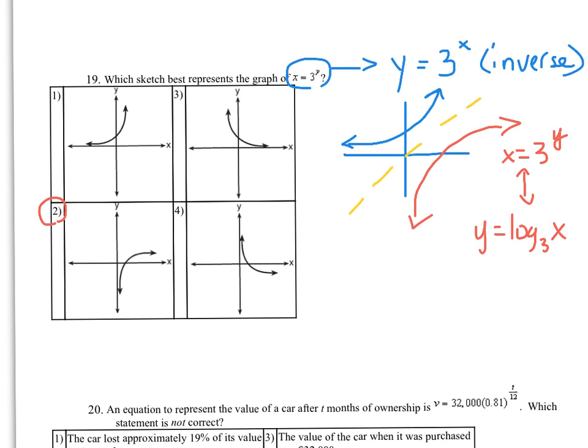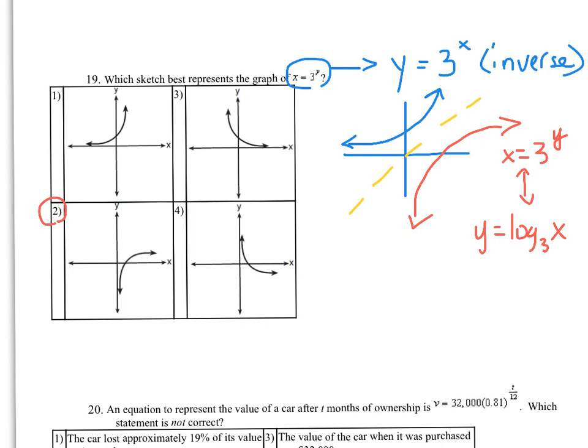It says the car maintained approximately 98% of its value each month. All right, now, so let's look at that for a second here. So we know that the initial cost of the car is $32,000, right? And then the formula says times 0.81. And then it says T over 12.